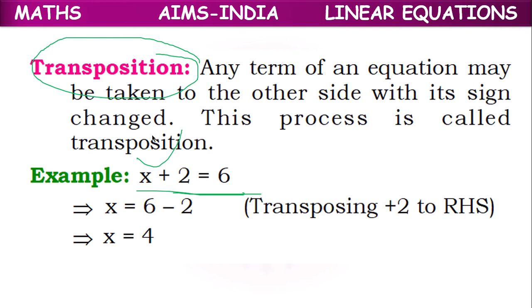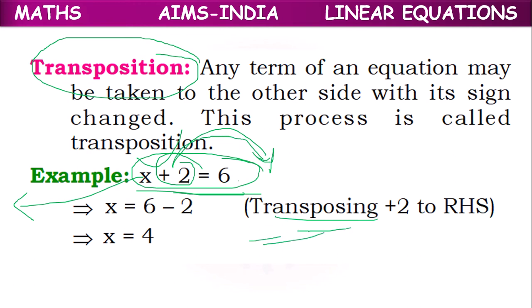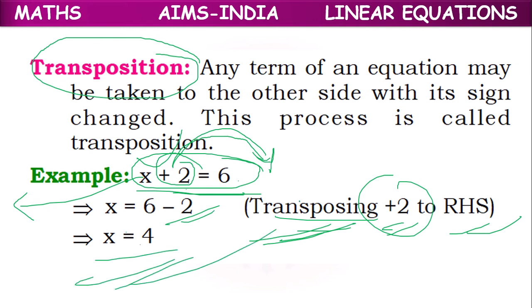Suppose I want to solve x plus 2 equal to 6. First we have to isolate x. This plus 2 term has to be taken to the right hand side. When we transpose plus 2 to RHS, it becomes minus 2. So x equal to 6 minus 2 equal to 4 is the answer. So this is called transposition.